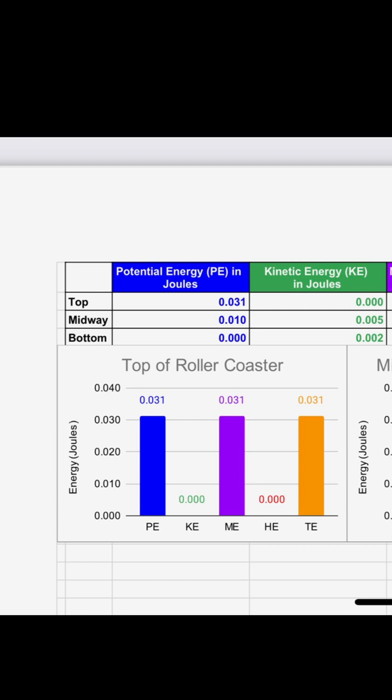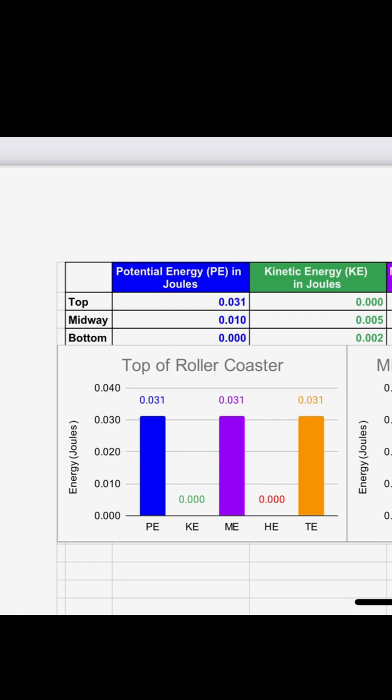At the top of the roller coaster, we have the highest potential energy because it's starting at rest and it has not moved yet, so it has built up the most potential energy at any point in the roller coaster. Kinetic energy is at 0 because it hasn't started moving yet, so there's no kinetic energy to have.